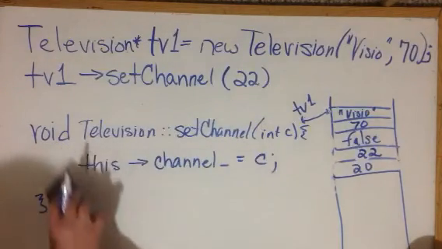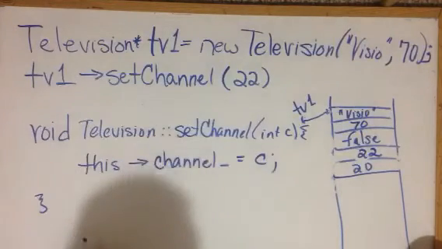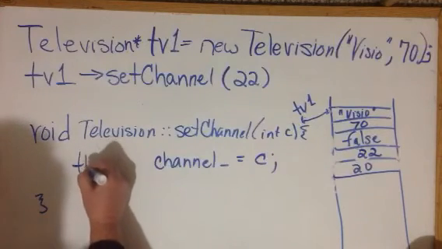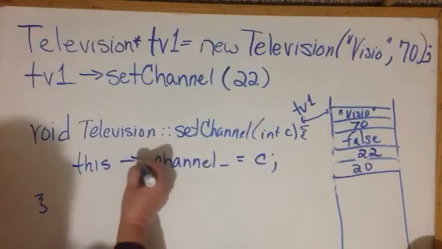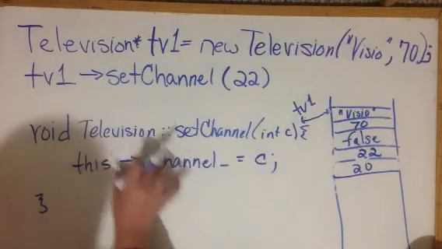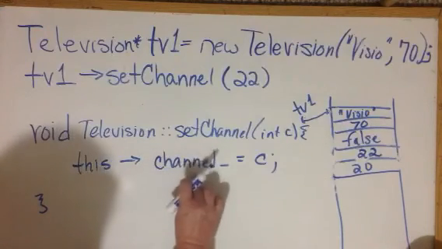Inside this method, because it's scoped to television, the this is assumed. So the this is optional, but if you want to clarify that you're using a property from this television, you can add this pointer in order to clarify.